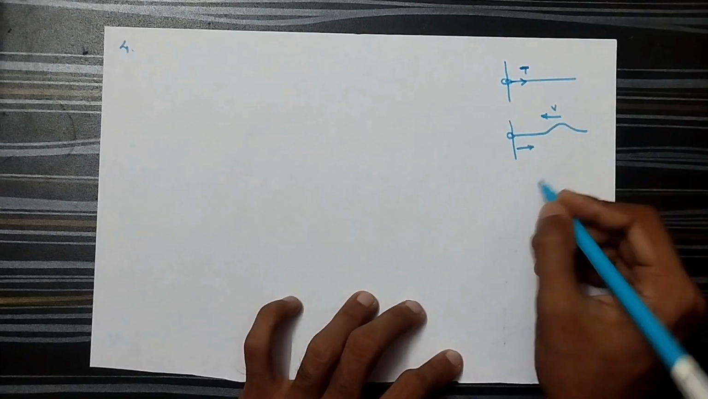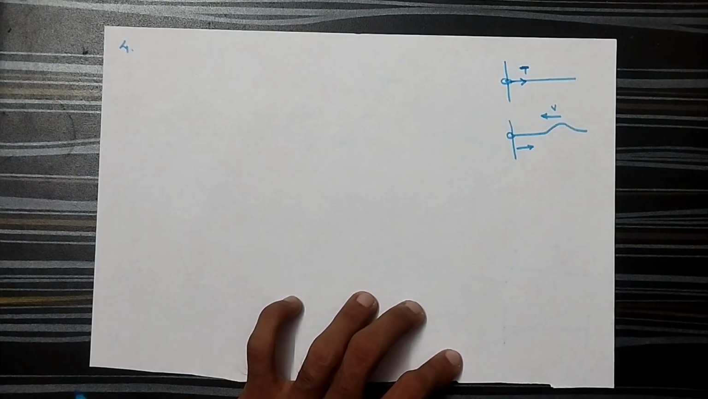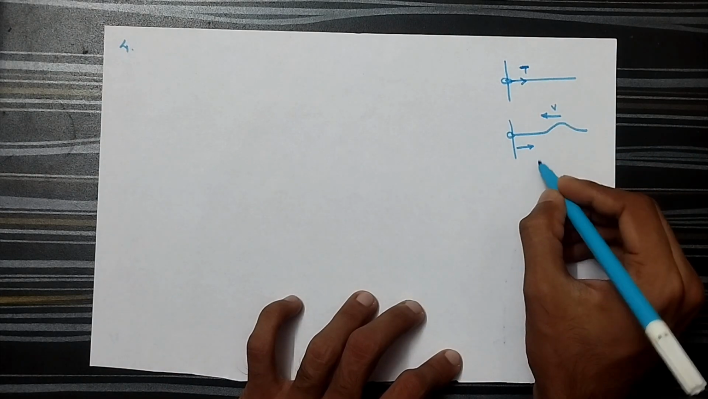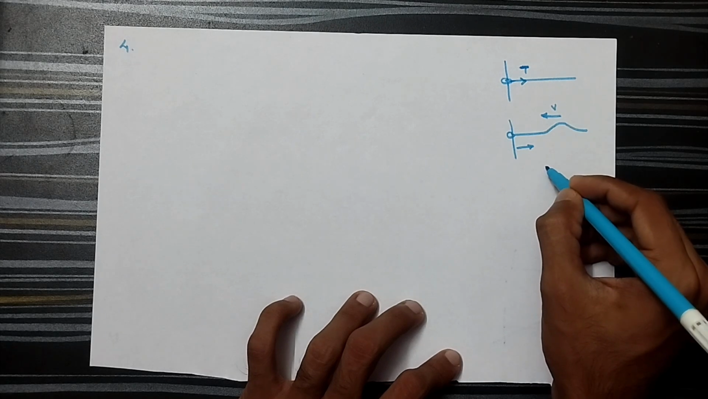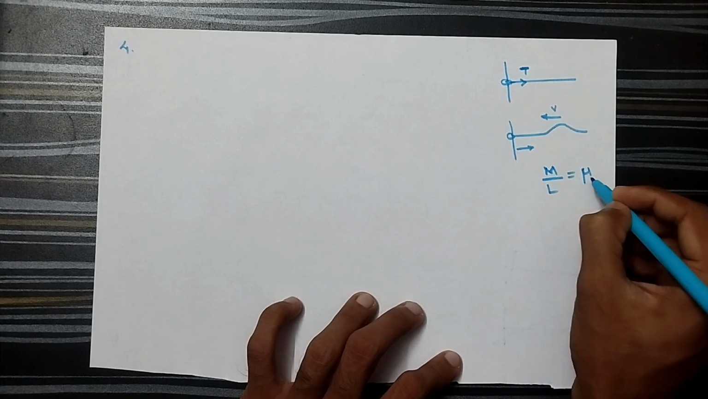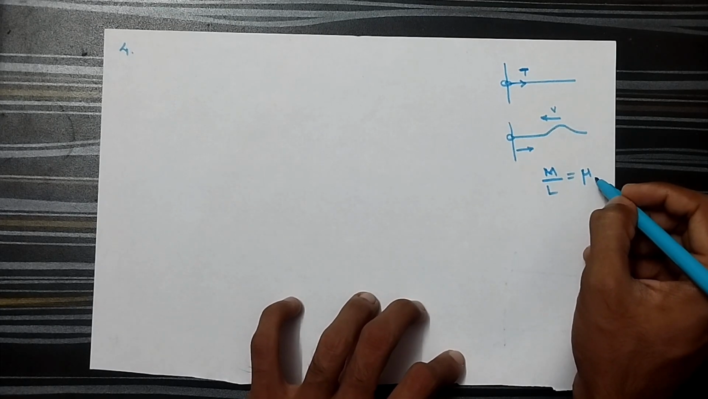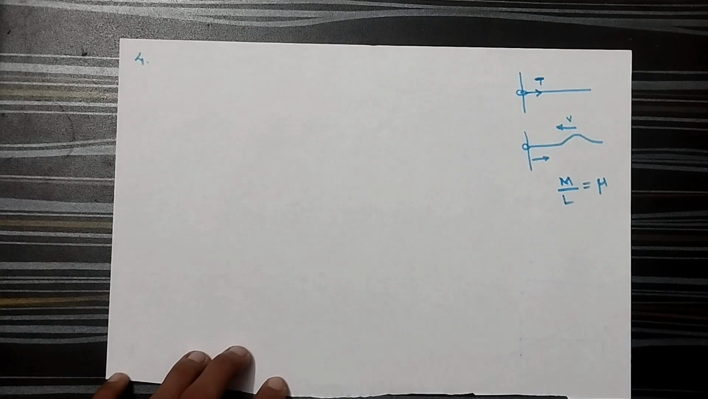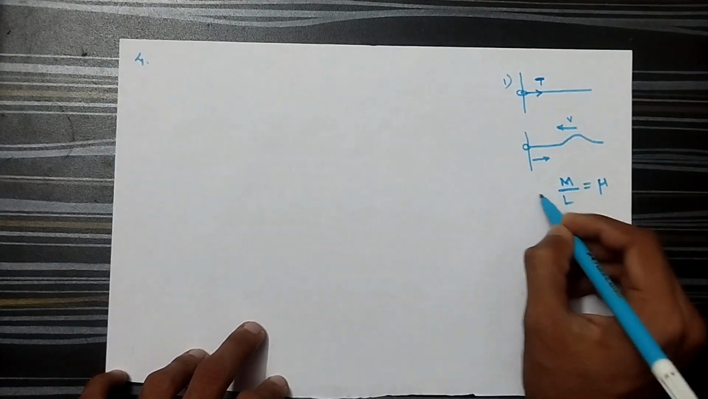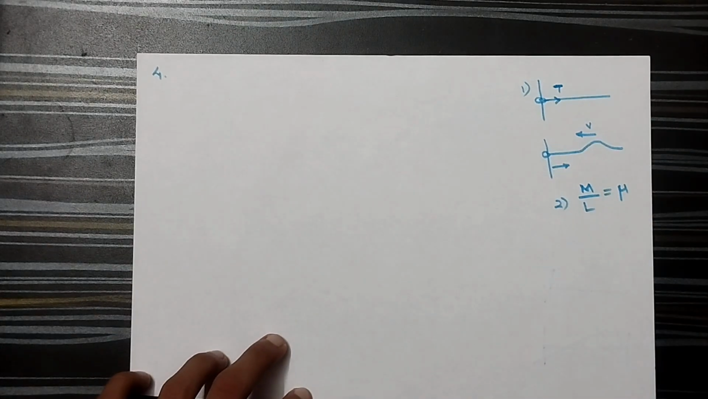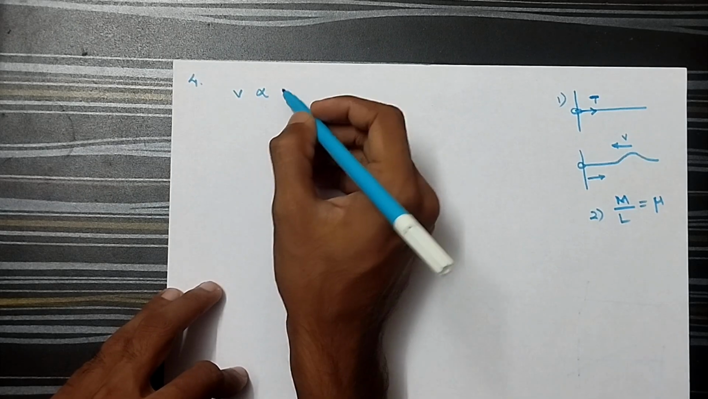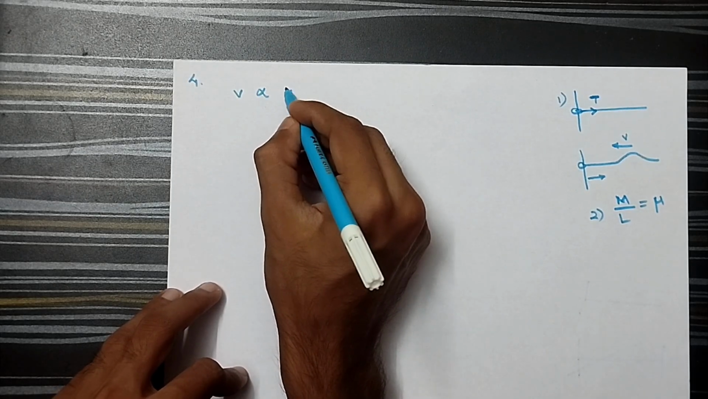So mass per unit length means we know the string has a mass. It's not given it's a massless string. The mass per unit length ratio means the mass of the string divided by the length of the string. This would give us a new unit called mass per length, which is denoted by the Greek letter mu. So our velocity depends on two factors: tension of the string and the mass per unit length of the string. So we can write velocity depends on, proportionality, T, tension of the string, and mu.